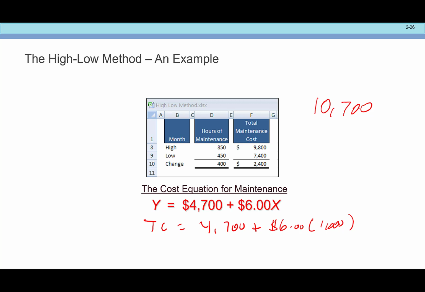Okay, now what happens? Let's say these are direct labor hours. Let's just pretend that this was direct labor hours. So what happens? We take this $10,700, and we divide it by the 1,000 direct labor hours.